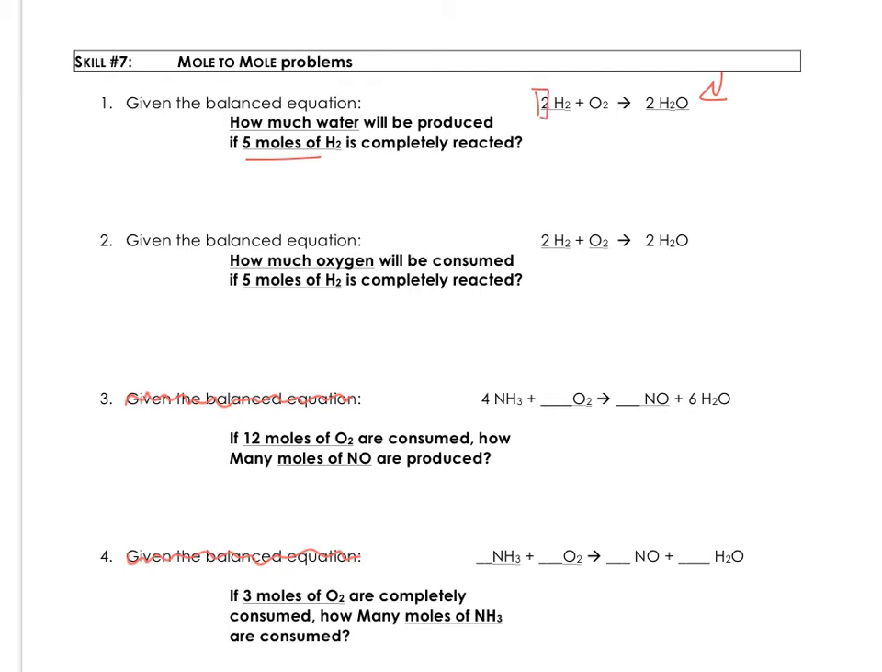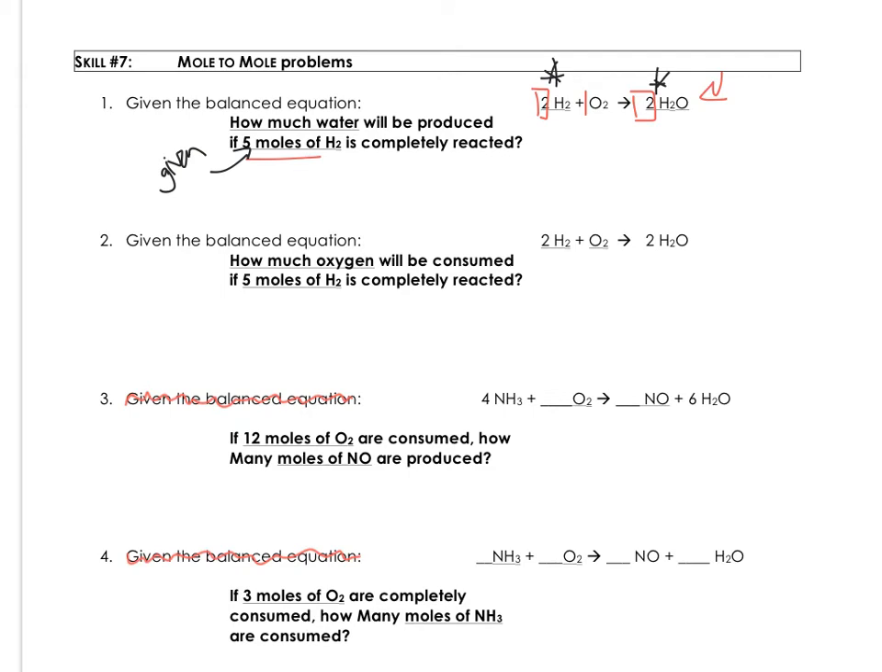So you've got the 2 on the H2, the invisible 1 on the O2, and the 2 that we've got right there. So my given, I'm going to label. I've got 5 moles of H2, and I want to know how much water. So I'm going to put a star by my water and a star by my H2 because those are the ones that I'm currently concerned with.